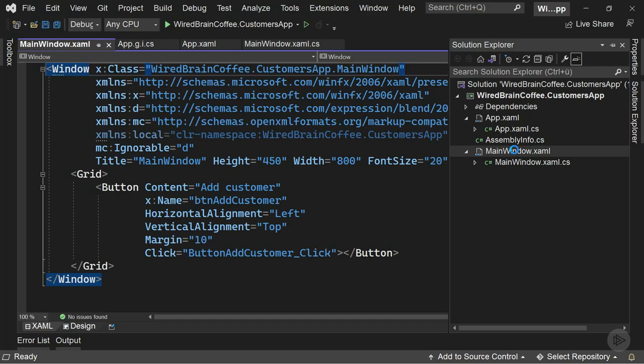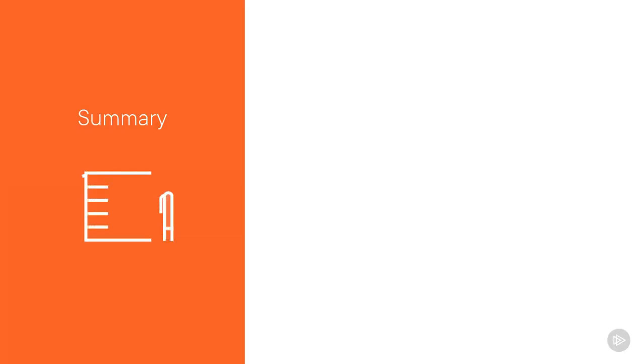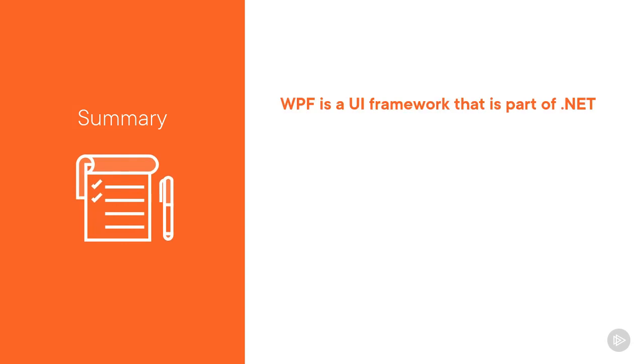Now let's wrap up what you have learned in this module. You learned in this module that the Windows Presentation Foundation is a user interface framework that is part of .NET. You can use WPF to build desktop applications for Windows. Visual Studio itself is actually a WPF application.